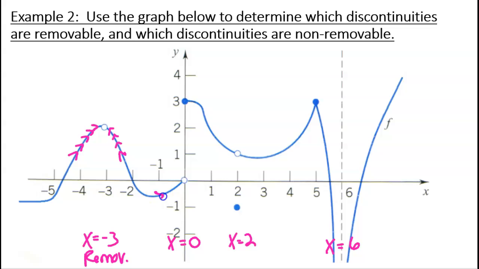At x equals 0, though, the limit from the left is 0, while the limit from the right is 3. When the limits from the left and right are not the same, that means the limit does not exist. And if the limit does not exist, that's a non-removable discontinuity.